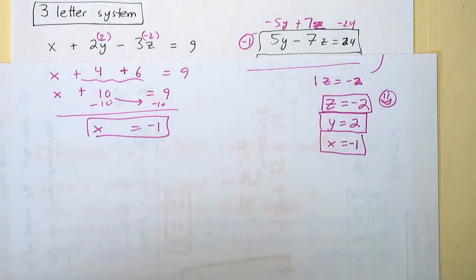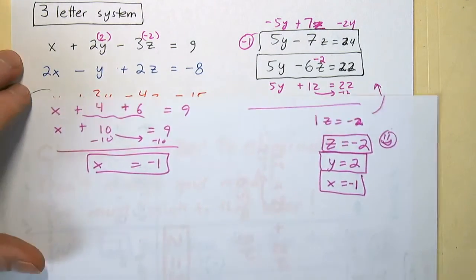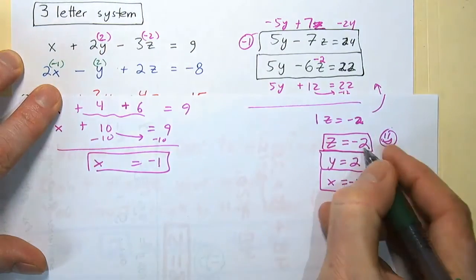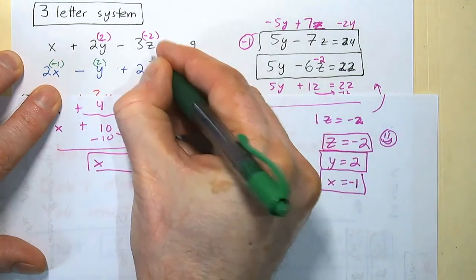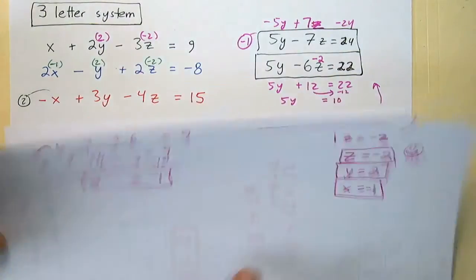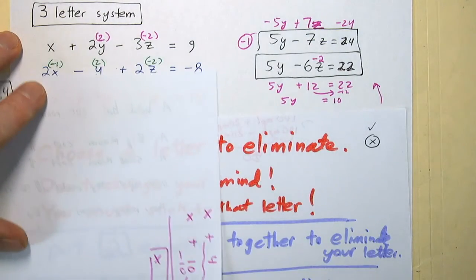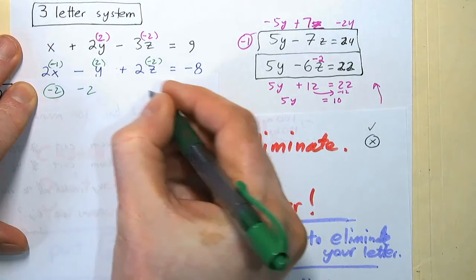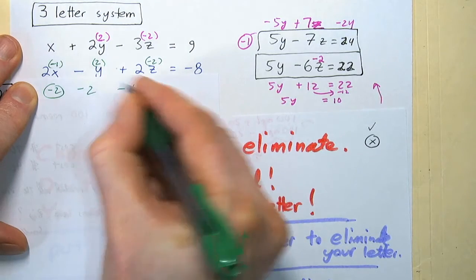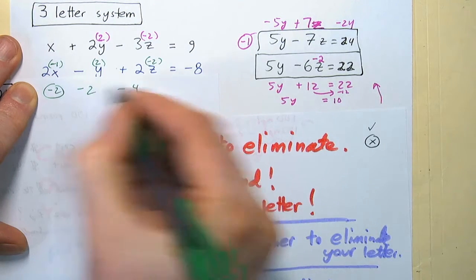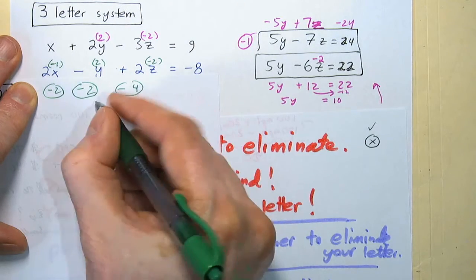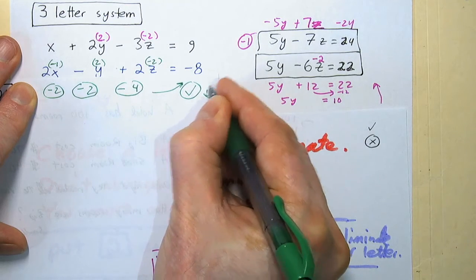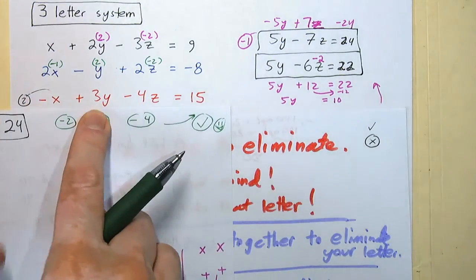And that's it. How do you know you're right? Check it. Check it in one of the others. Let's just see. Negative 1, 2, and make sure you put them in the right spot. Negative 2. This better be negative 8. Oh, please be negative 8, right? Negative 2 minus 2, 2 times negative 2 minus 4... is it? Yes, it worked, right?